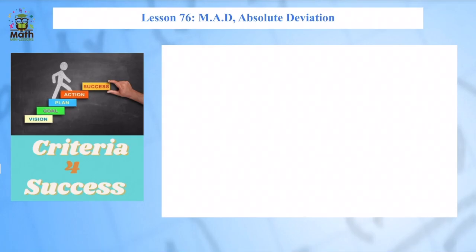Welcome to lesson 76, the MAD, mean absolute deviation, or just MAD for short lesson. In this lesson, we're going to talk about mean and how far away numbers are from that mean.